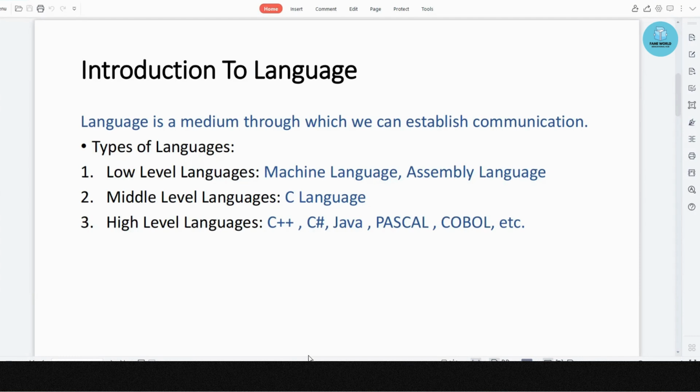And why it's not kept into the high level language category? Because it does not follow the object oriented programming concepts. The languages which are kept into the high level language category follow the object oriented programming concepts, whereas C language does not follow OOPS concepts. Thus, it is not kept into the high level also. So it is kept in the middle level language category.